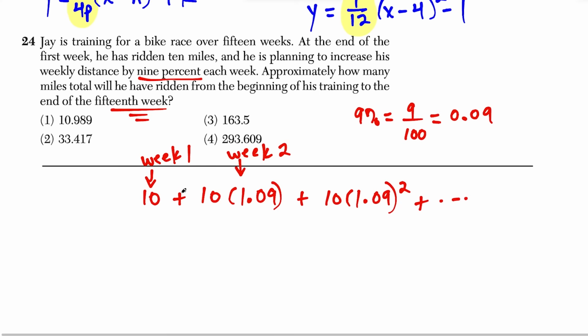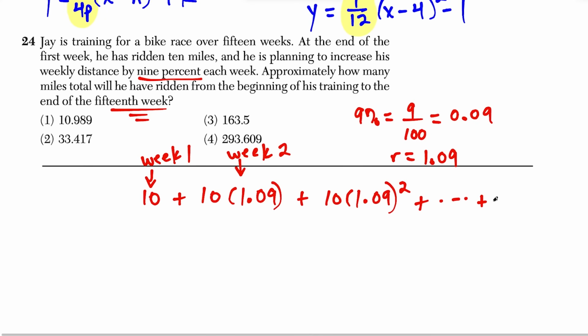So this is a geometric series because notice that the sequence of terms is increasing by the same common ratio. The common ratio here we could say is 1.09. That is what we are multiplying by to get from one term to the next. However, this is going to be finite. This is going to end at the 15th week.